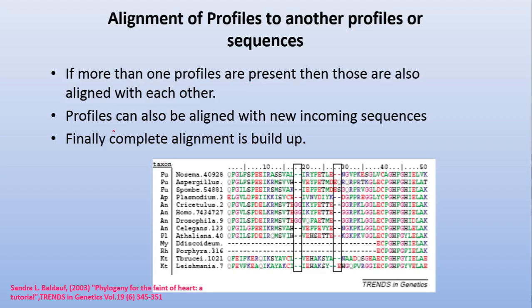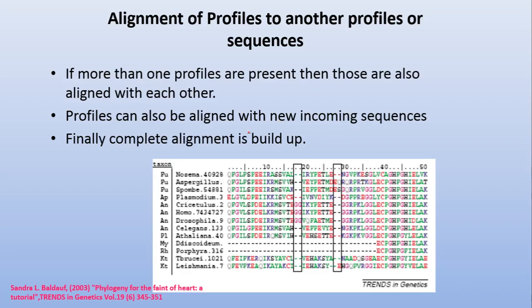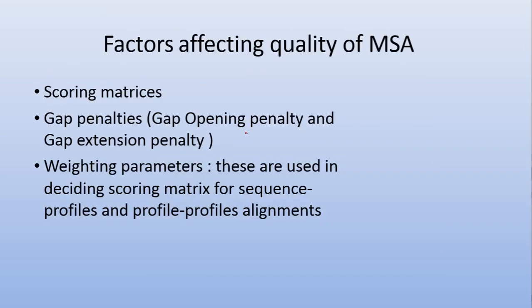Or we'll say, for example, if profiles can be aligned with new incoming sequences, and finally you would complete the multiple sequence alignment like this. Okay, so this is how your multiple sequence alignment is built up progressively. I hope that now you understand the basic idea behind generating such multiple sequence alignments using progressive strategies. And this is how Clustal works, at least, right?